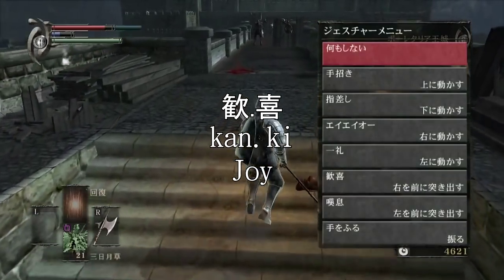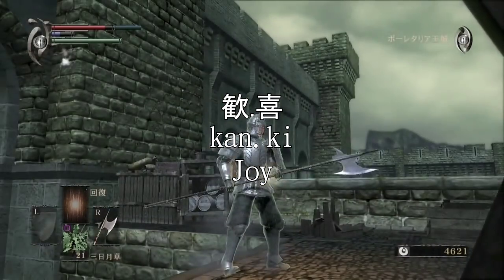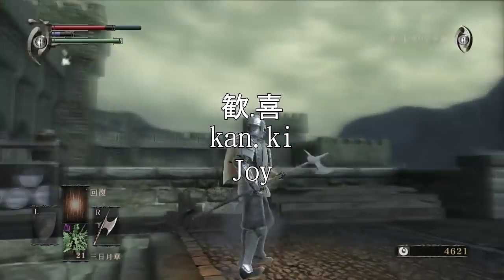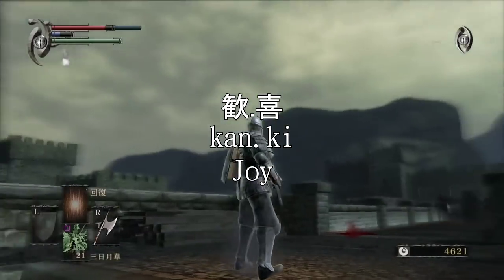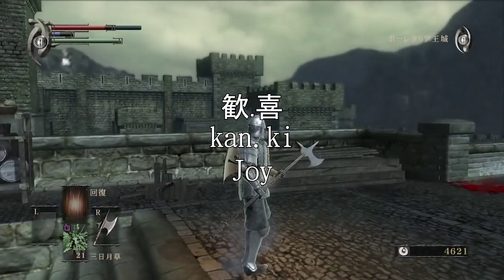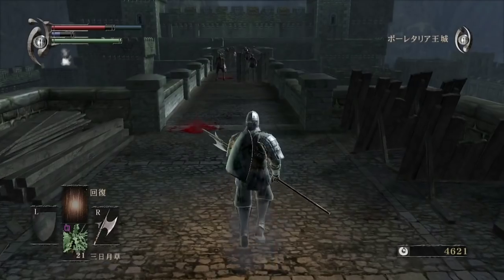Kanki, joy. Both of the characters that make up this expression mean joy or happiness on their own. We've already seen many different Chinese loanwords into Japanese where the two different characters combine their meanings. But some words have redundant meanings, others even have contradictory meanings. In this case, joy plus joy equals joy.